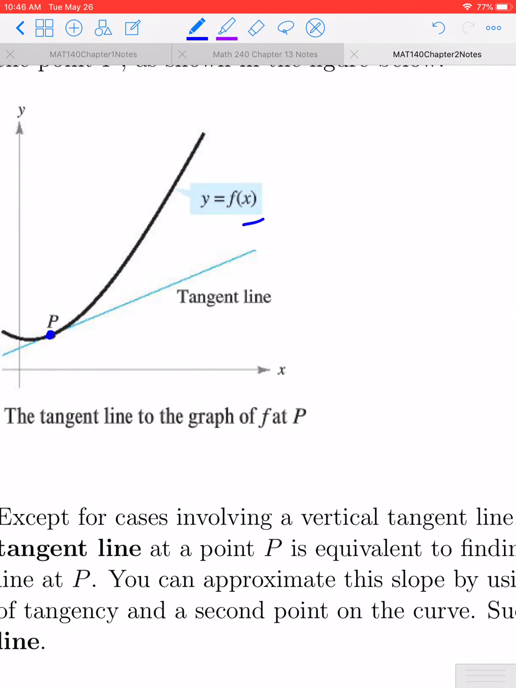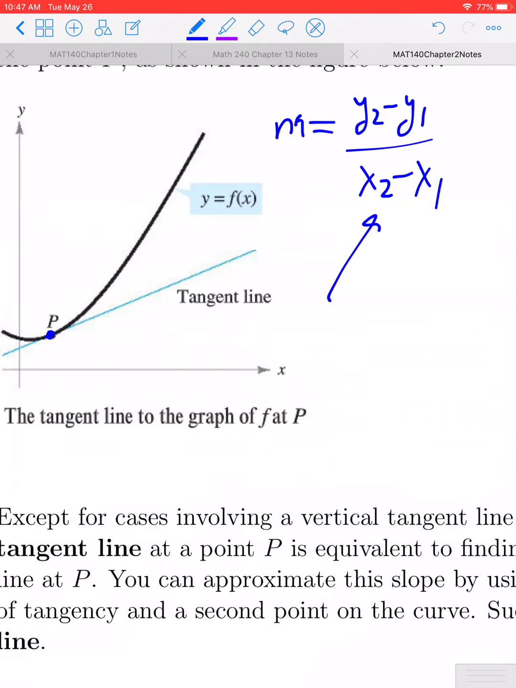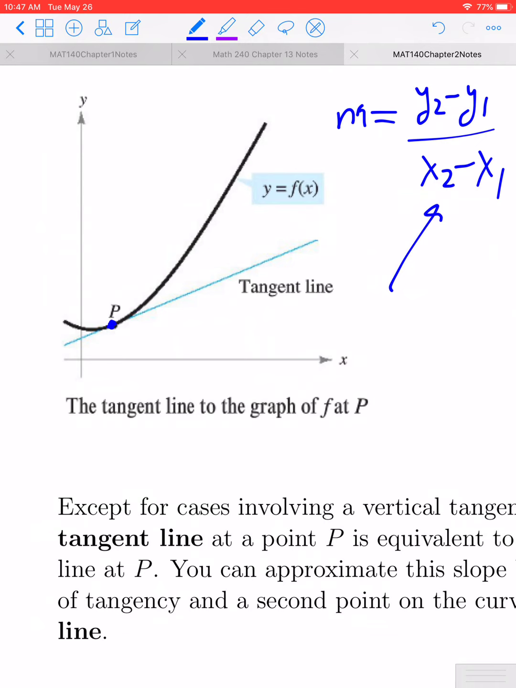If we were to try to calculate slope, well, the one thing we have for slope is our old school y2 minus y1 divided by x2 minus x1 formula from pre-calc. The issue with trying to use this formula in this setting is we don't have two points. We don't have a pair of ordered pairs. We have just a single point, the point P.